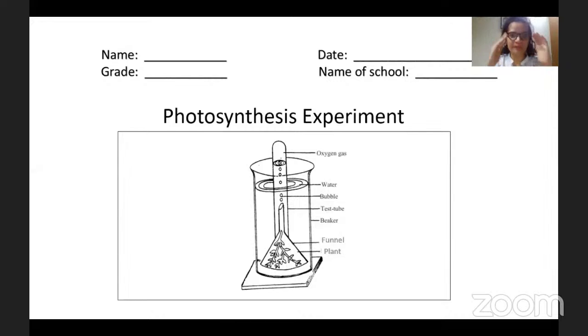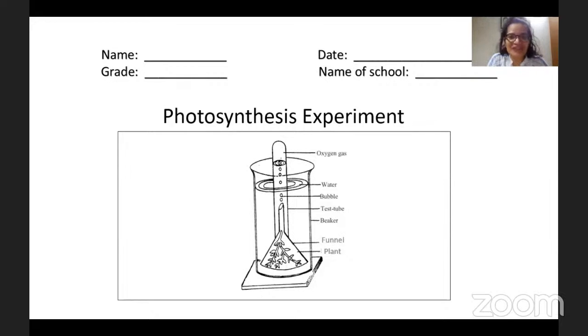Now the doubt was, which gas is released when? During the daytime, the plants absorb CO2, that is carbon dioxide, and release oxygen. But during the night time, it releases carbon dioxide. Clear? Is the doubt clear? Very good. Good job.